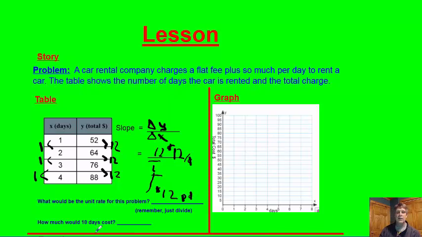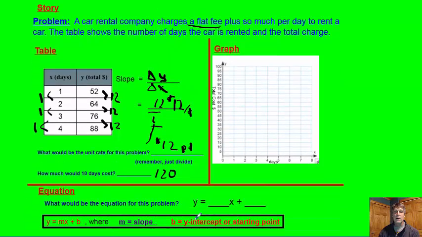Now, how much would 10 cost? Well, you can take 10 times 12 and get 120 and say, well, yeah, it's going to be 120. You forgot an important thing. You forgot that flat fee. So before I can figure out what 10 days is, I've got to find what that flat fee is. And remember, that is your starting point. That's this intercept right here.